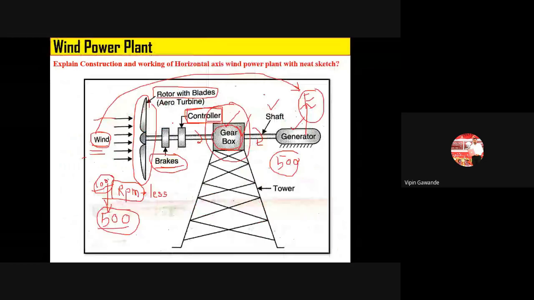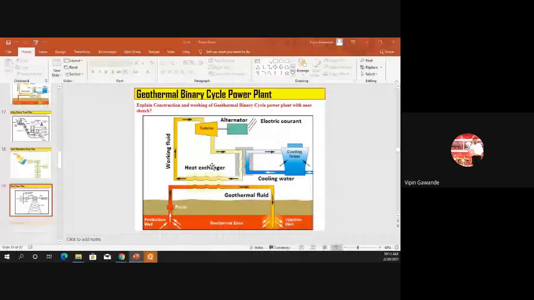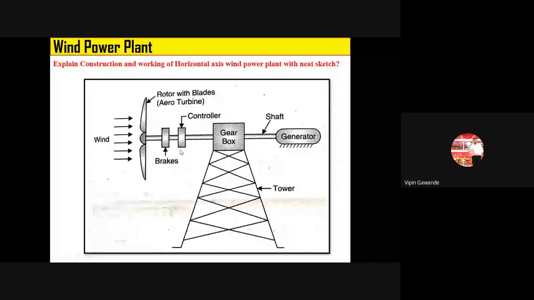So I hope you have understood this type of the power plants. If you have any questions regarding this, you can ask me now, or otherwise we will stop here for today's lecture. So if you have any doubt, you can ask. Any question? No, sir. So have you understood the power plants now? Yes, sir.